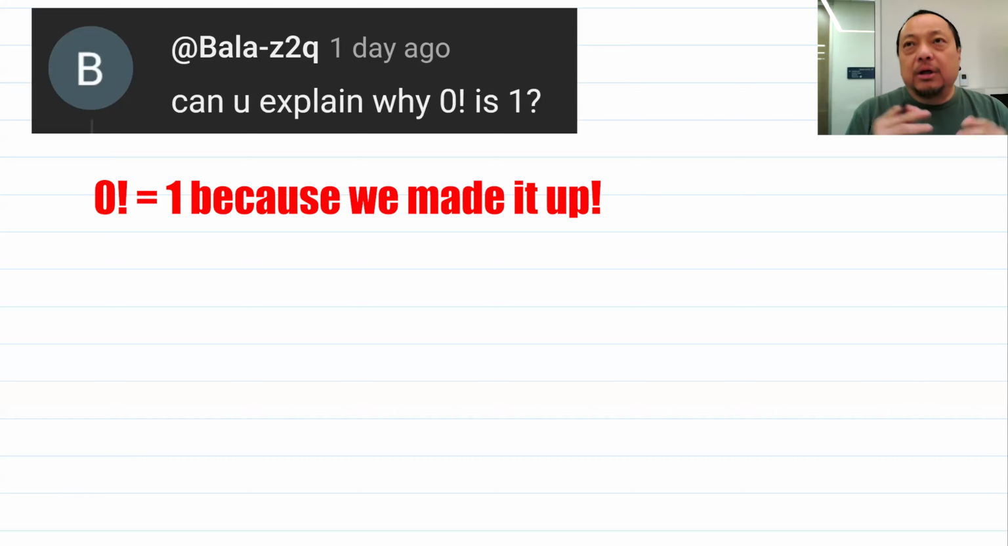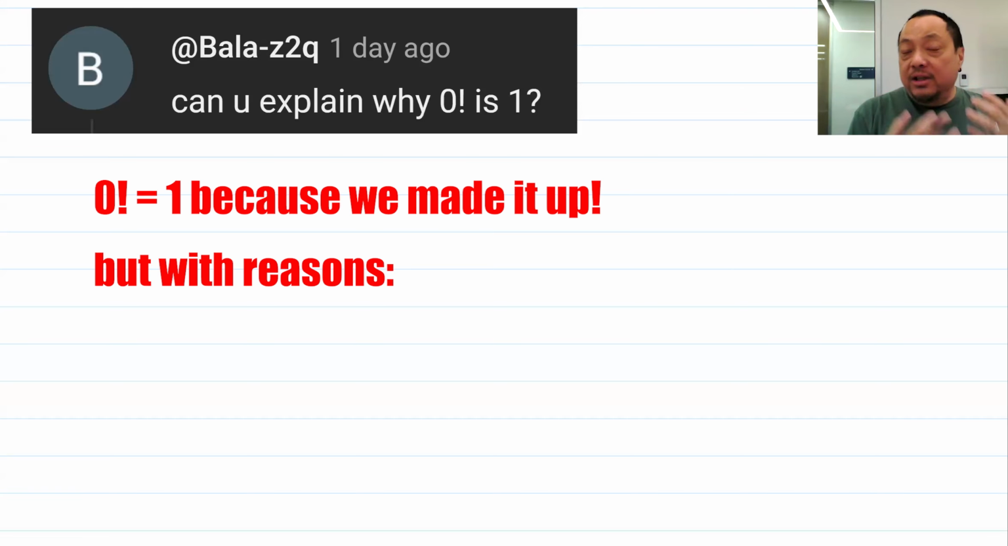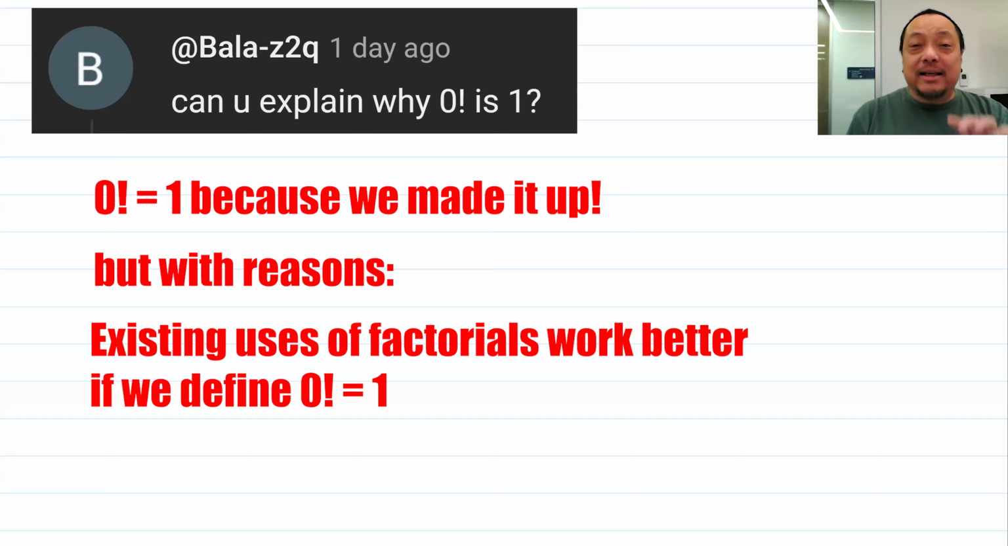That's the short answer. The longer answer is, yes, it's a made up answer, but it was made up with a reason. And the reason was there are existing uses of factorials in math. And if we define 0 factorial as equal to 1, those existing formulas will work when we plug in 0. If we define 0 factorial as anything else and we plug it in, it won't work. So yeah, it's a made up answer, but there was a reason for it.